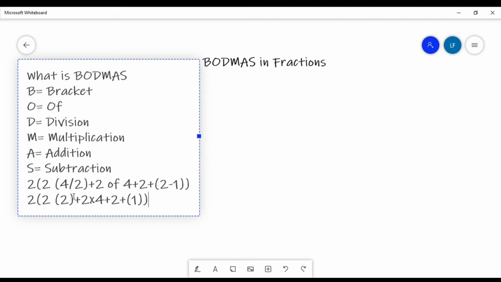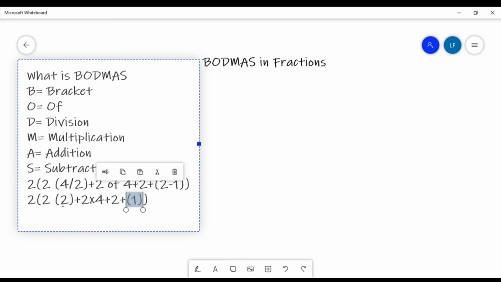Now what do we do then? What else should we do next? Since we have not finished the brackets yet, we try to find the latest brackets, which are these. We have to open up these brackets. You can open up this bracket and this bracket later, but first let's focus on these brackets.